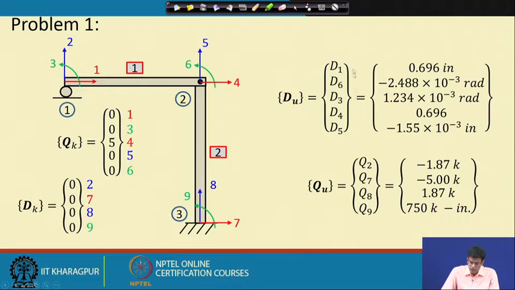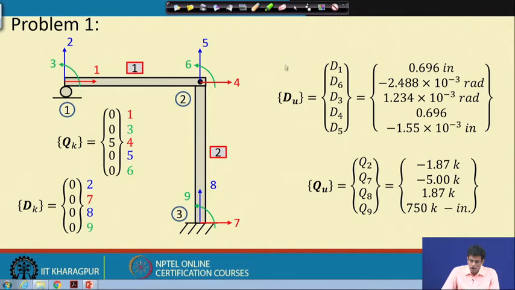The solution we solved in the last class is this. This is the D unknown, obtained after partitioning of the matrix. Once we obtain D unknown, we obtain Q unknown by the second equation of the matrix equilibrium equation.